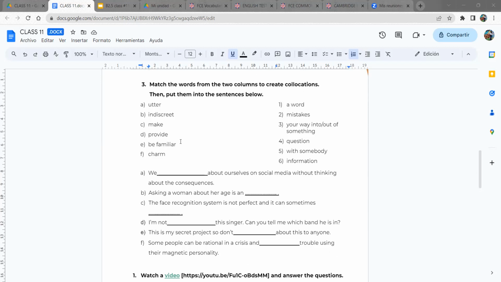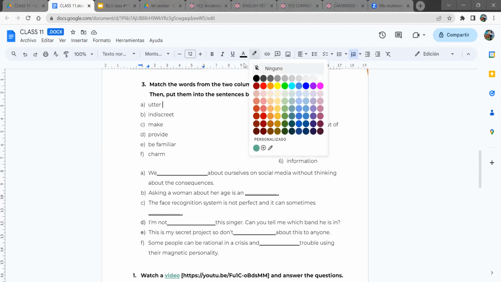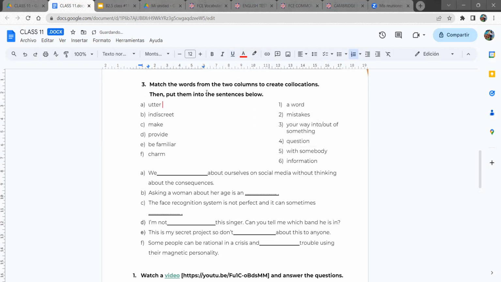Alrighty. So let's see. Utter a word. Yes, very good. So that will be number 1. Utter a word. What's the meaning of utter? Mencionar una palabra o decir una palabra. Like to say, so utter a word.